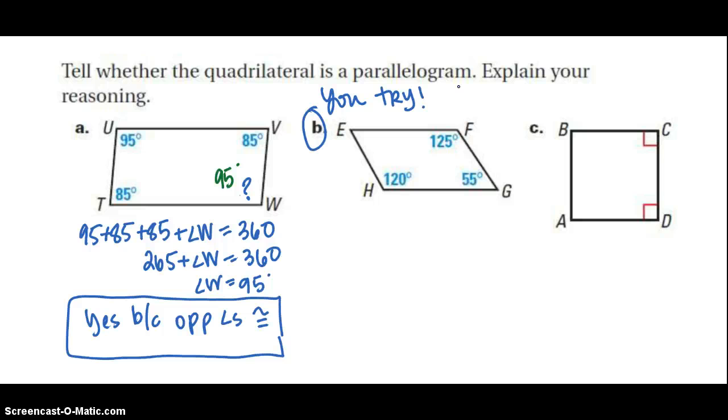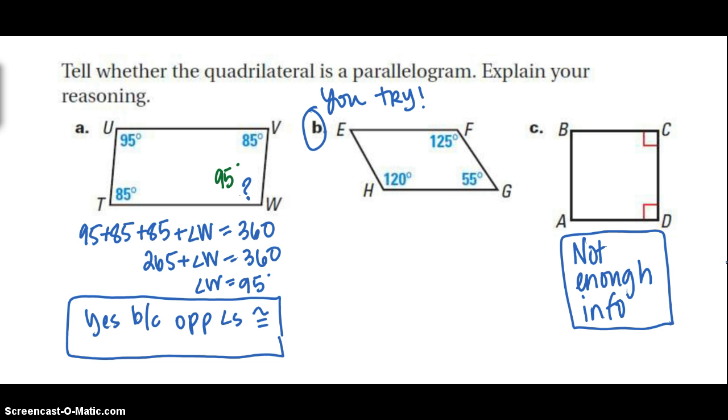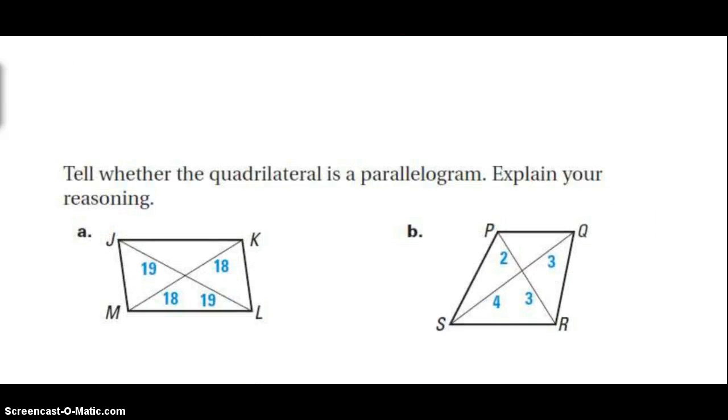We have some problems here with C. I can't even use the 360 rule because I have two angles I don't know. There's nothing else you can do here. There's not enough information to be able to tell if this one is a parallelogram or not. So we can't say it's a parallelogram because we don't have enough info.